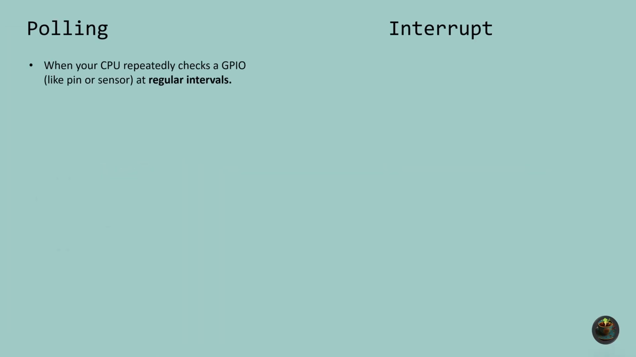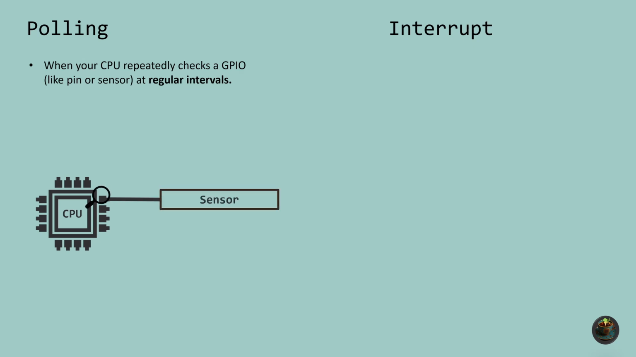So polling is when the CPU constantly checks a sensor, like a temperature or distance sensor, at regular intervals. It keeps asking, any change now, even when there's no update. This wastes CPU cycles and power.